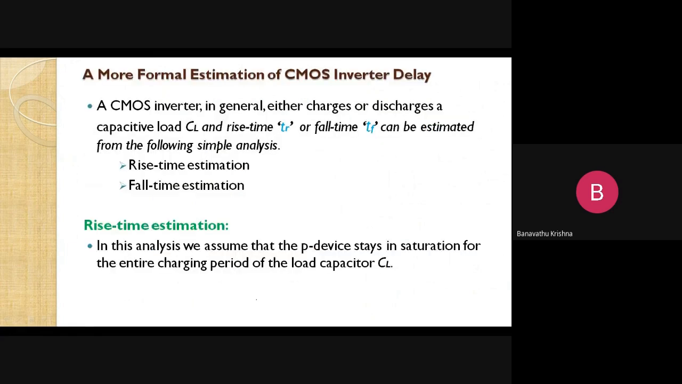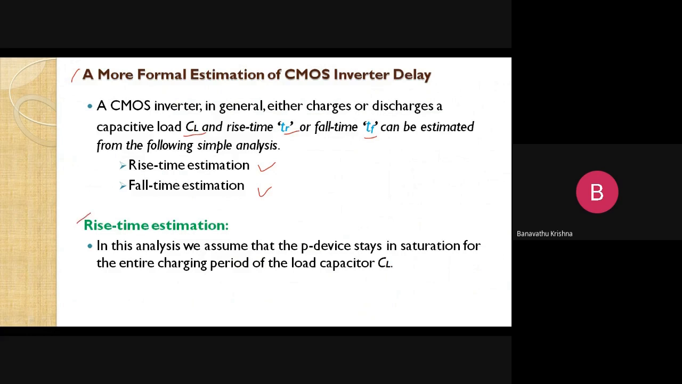Okay, and the next concept is a formal estimation of CMOS inverter delay. You know the rise time and fall time analysis: rise time is nothing but charging time, and fall time is nothing but discharging time, of the load capacitance, that is CL, right? Here rise time is represented with tau R, and fall time is represented with tau F. So I want to analyze the rise time and fall time as an estimation here.